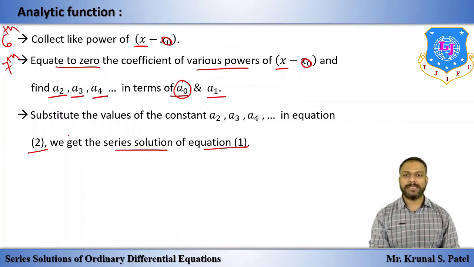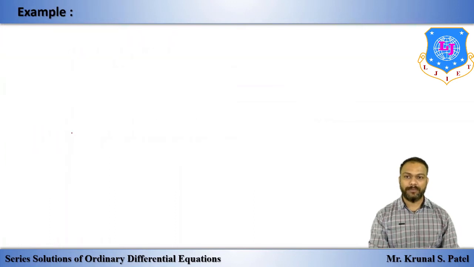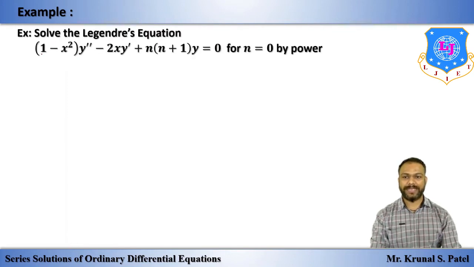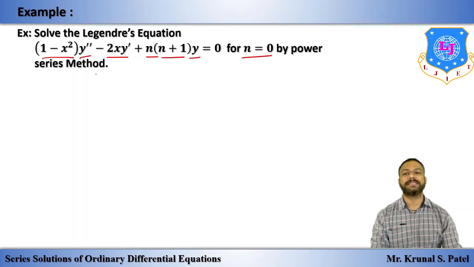Now we will understand this with one example so you can understand better. So we have example: solve the Legendre equation (1 minus x square) y double dash minus 2xy dash plus n(n plus 1) y is equal to 0 for n is equal to 0 by power series method.